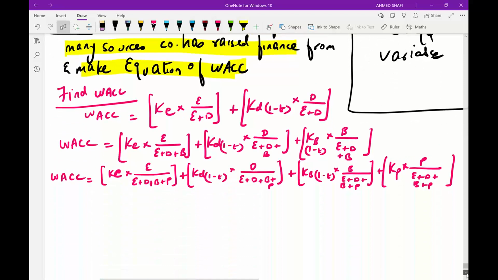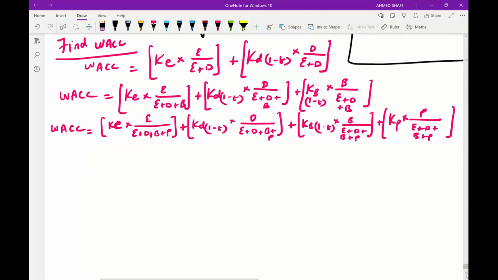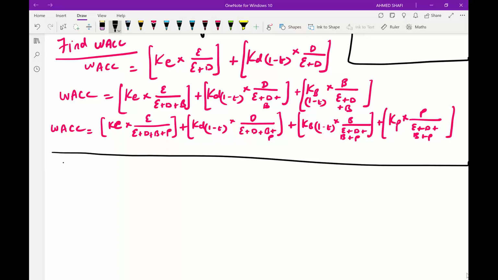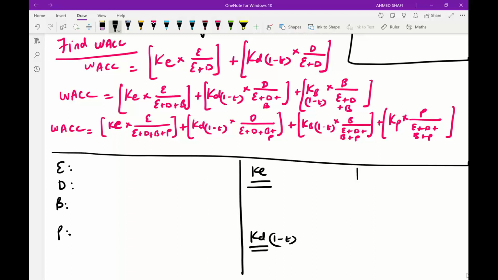Now, in any given circumstance, the maximum variables which you have to calculate is 8. E, D, B, P. These four, and KE, KD, KB, KP. These are the 8 variables which you will be needing. Once you get these 8 variables, make the equation, find the variables, that's it.